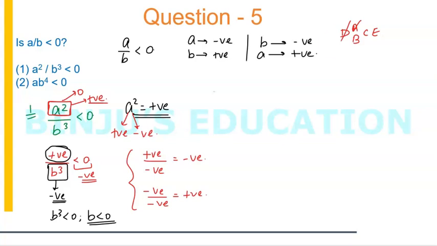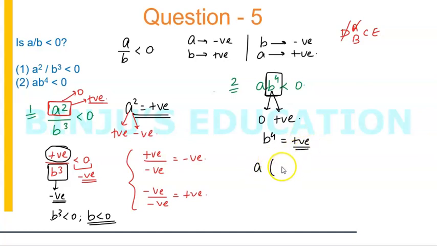Let's go through statement number 2. A b to the power 4 is less than 0. Now let's first solve b to the power 4. Again, you have an even power. So b to the power 4 can be 0, or b to the power 4 can be positive. Now again, b to the power 4 can't be 0, because if b to the power 4 was 0, then a multiplied by 0 cannot be negative, which means b to the power 4 has to be positive.